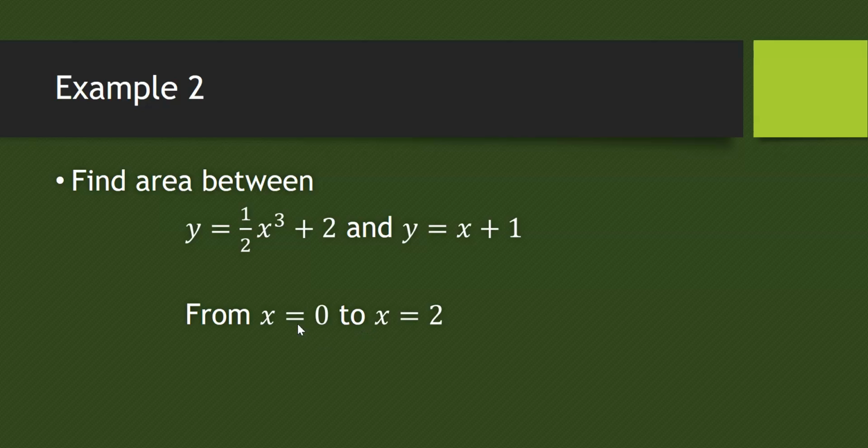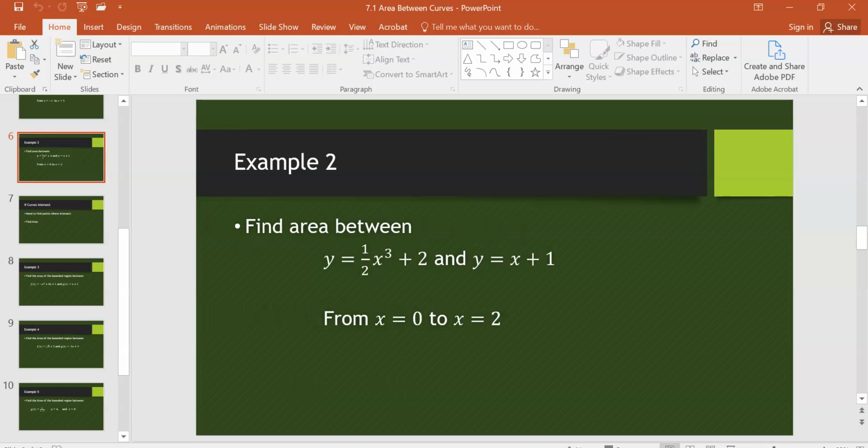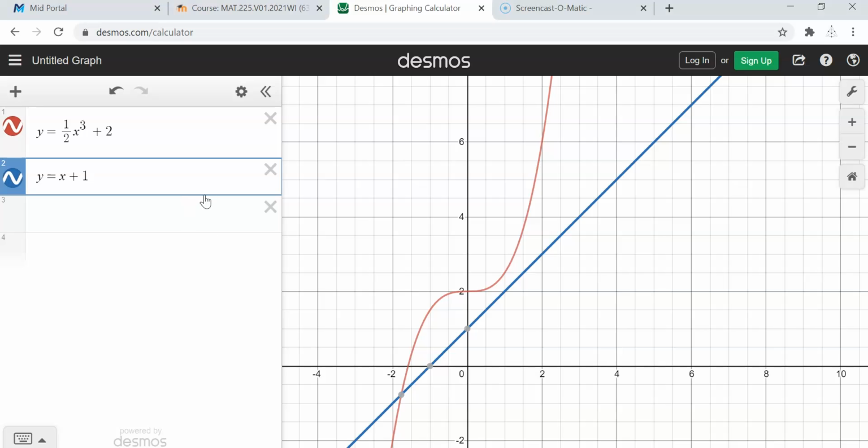Okay, hopefully you did that. So what I've done is I've graphed these: 1/2 y equals 1/2 x to the third plus 2, y equals x plus 1. I did that in Desmos. And there you see that 1/2 x to the third plus 2 is this red curve. y equals x plus 1 is this blue curve.